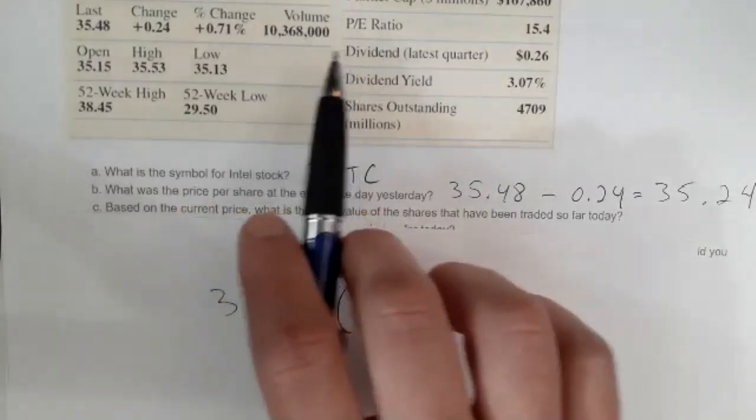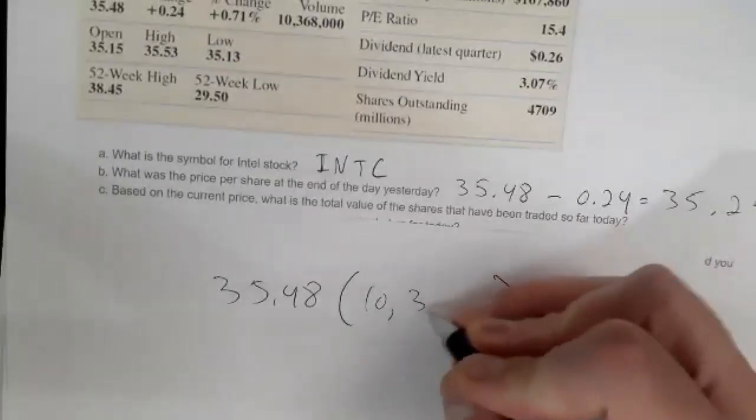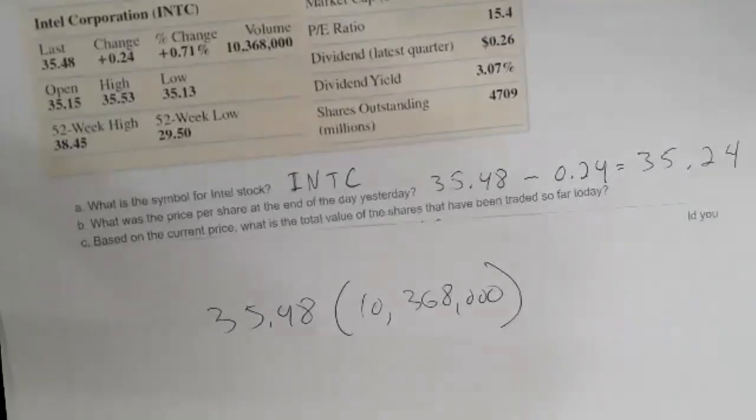I believe the 10,368,000. That's the volume, the shares that have been traded today. So if we multiply these two numbers, let me pull that up. Okay, let me make sure: 35.48 times 10,368,000. What are they saying? Make sure we get the same thing. They're saying 368 million. Okay, that's it.